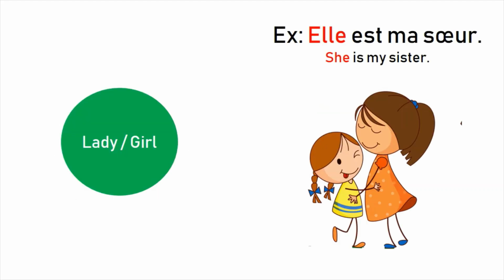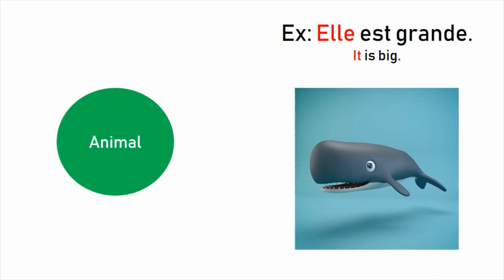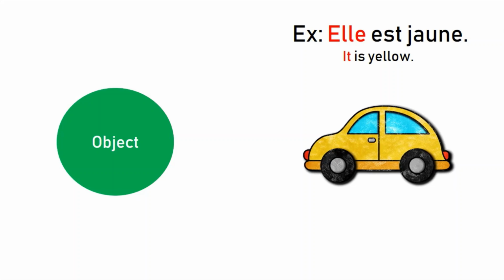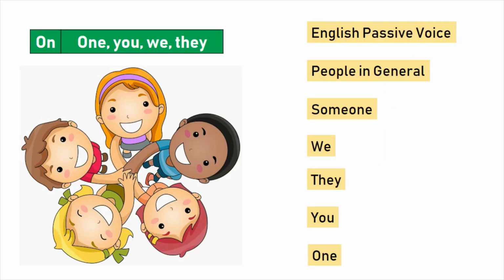For example, elle est ma sœur. Elle est grande. Elle est jeune. The next subject pronoun in French is on.